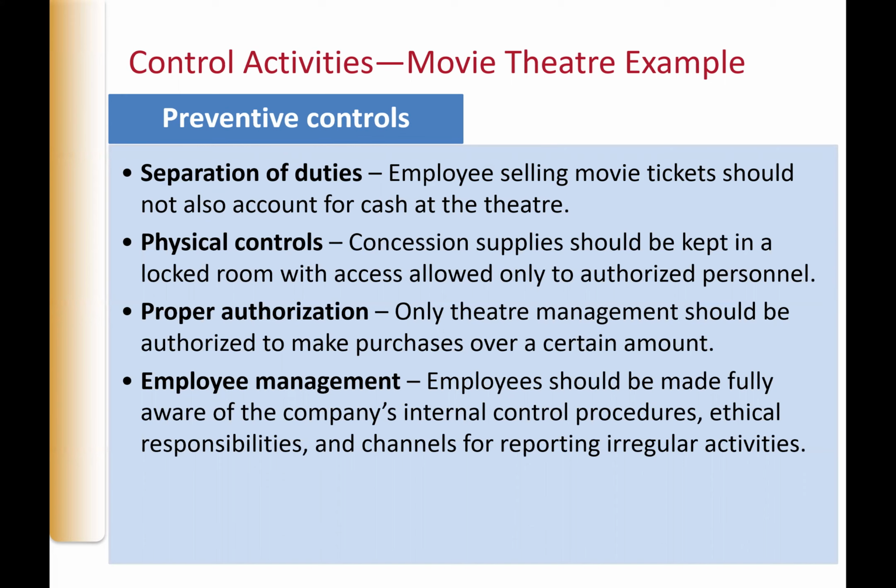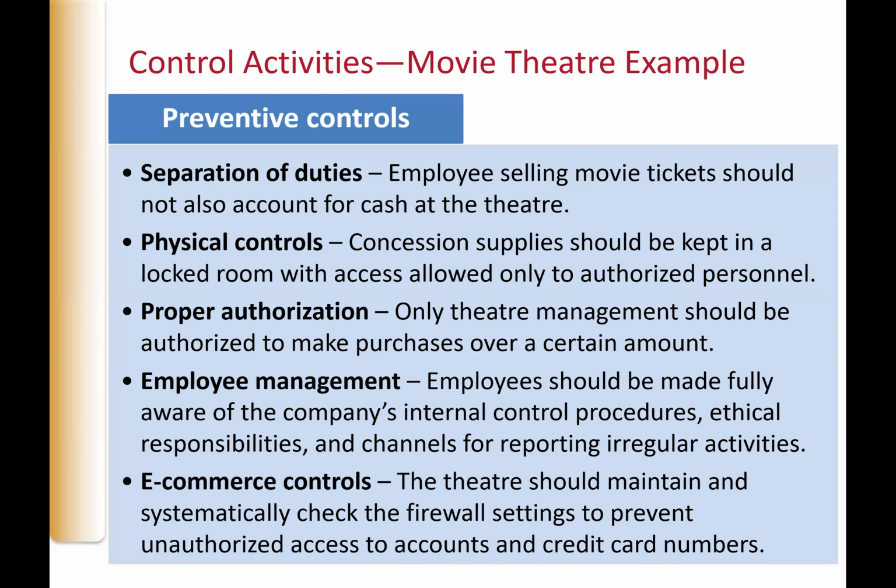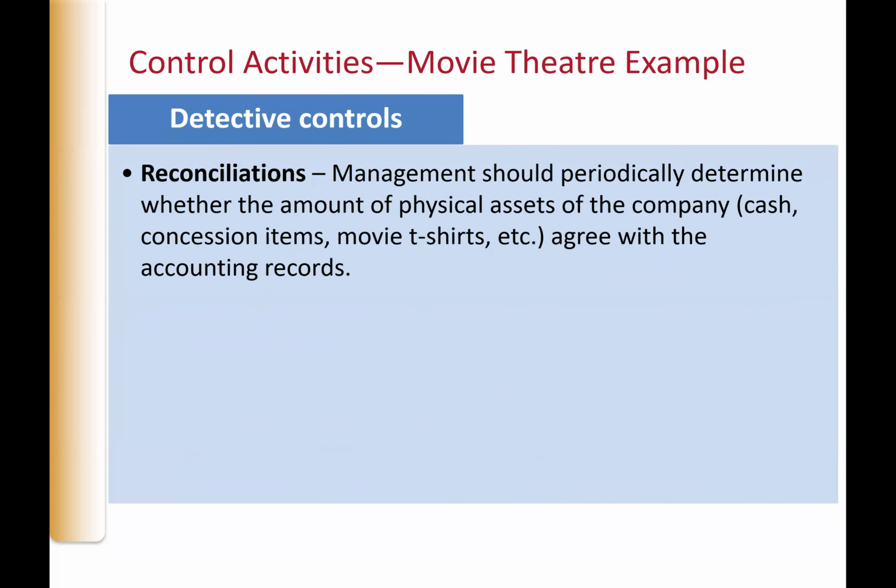Proper authorization would be theater management should be authorized to make purchases over a certain amount. Not anyone can just make purchases. And then employee management. Employees should be made fully aware of the company's internal control procedures, ethical responsibilities, and channels for reporting irregular behavior. And then in terms of e-commerce, there should be firewall settings so people can't have access into their system.